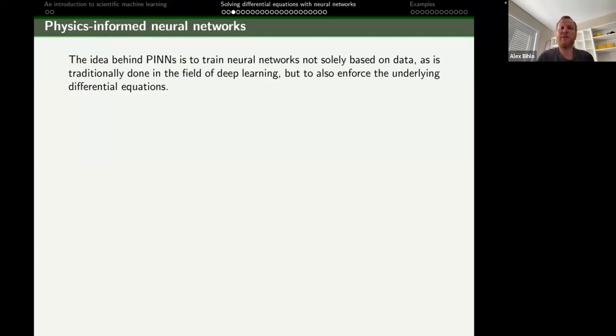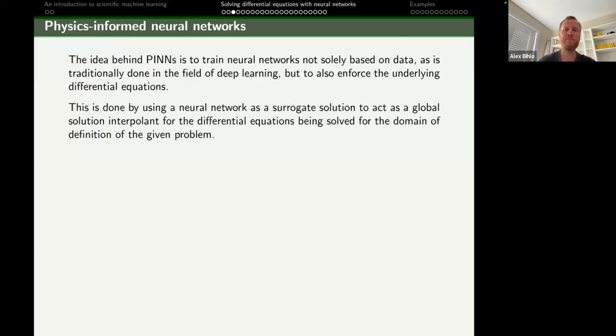But physics-driven machine learning, physics-informed neural networks being part of this, not only work with data, but they also try to enforce differential equations. And if you think this further, you could also try to enforce something else besides differential equations. So for example, conservation laws come to mind, and I'll talk about this briefly in the end.